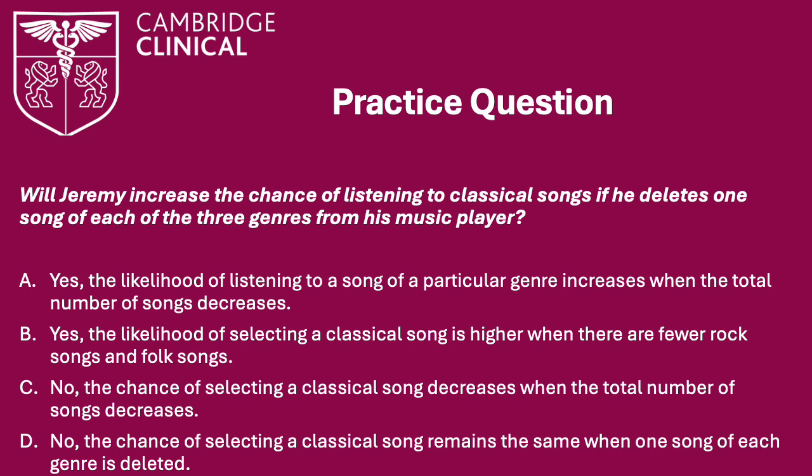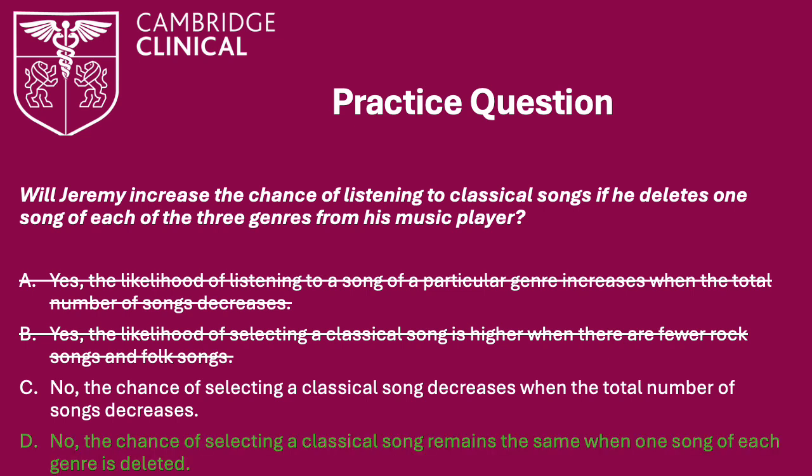So given the probability both before and after removing one song of each genre is 20 out of 60, we can definitely say that Jeremy does not increase his chance of listening to a classical song. So we can rule out A and B instantly because they both say, yes, the likelihood is increased. Out of the remaining 2 answer options then, it's D that uses the correct logic. It says the chance of selecting a classical song remains the same, and that matches with our logic, which showed that both before and after the probability was 20 out of 60.